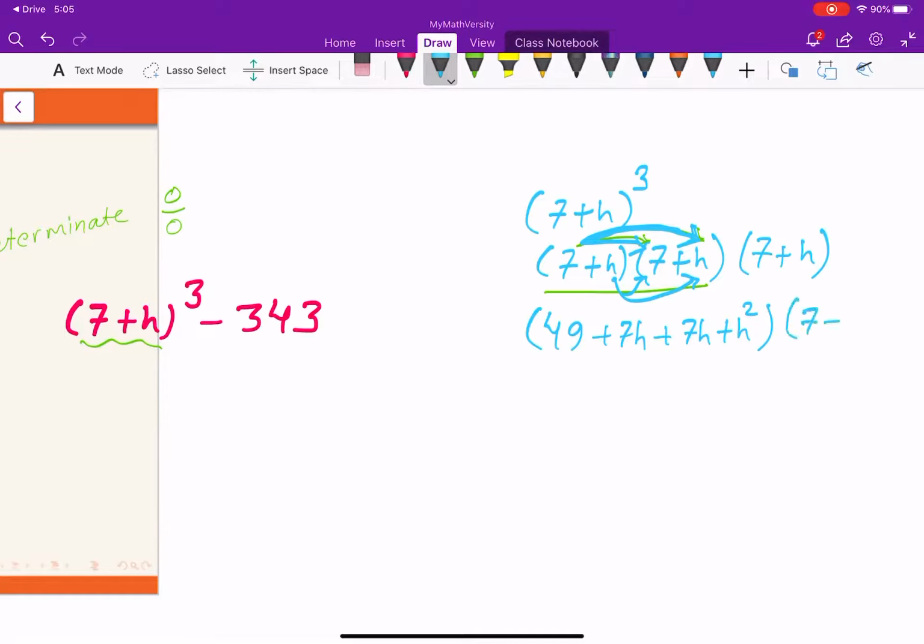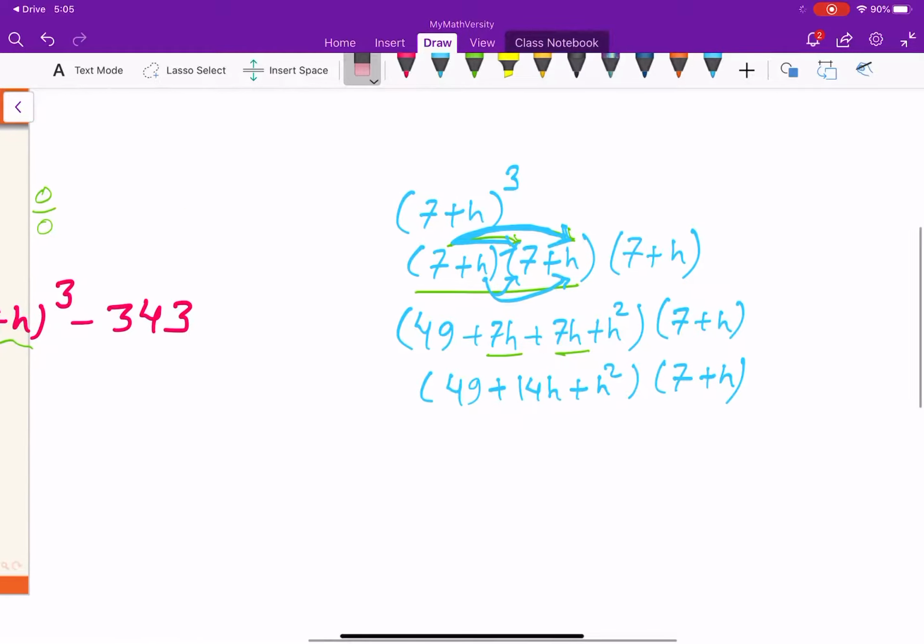We need to multiply that with 7 plus h. Let me combine these a little bit. I'll get 49, and I have 7h here and 7h here. When I combine, I'll get 14h, plus h squared, times 7 plus h. Can I expand further? Yes, I can still distribute by 49. 49 times 7 will be, what is that? What is 49 times 7?